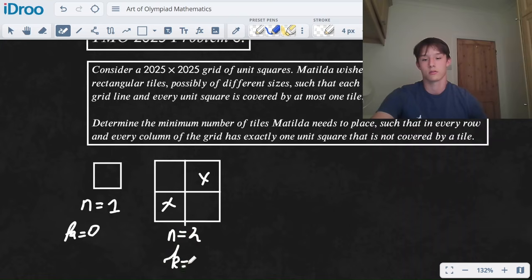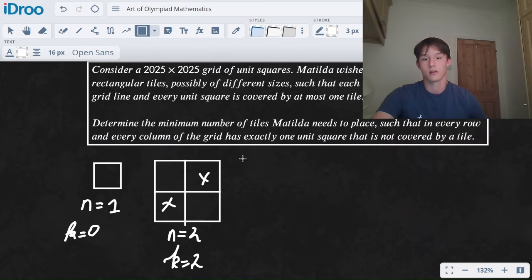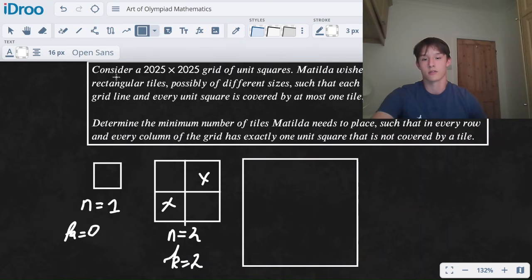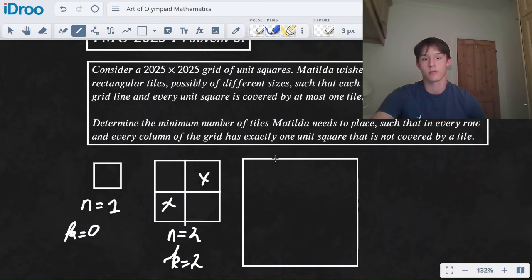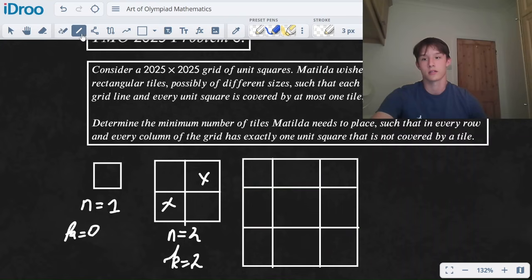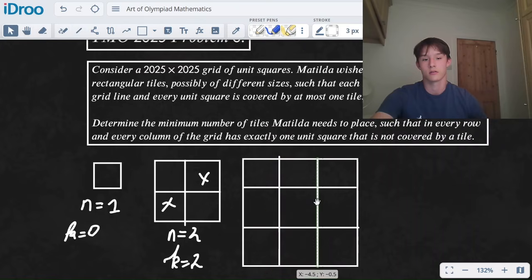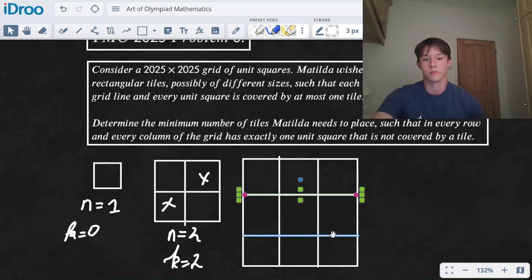And then we move on to 3 by 3. There's a couple of observations you need to make about 3 by 3. First of all, let's draw the board. And it's not very nice, let me fix it a bit. That seems a bit better.